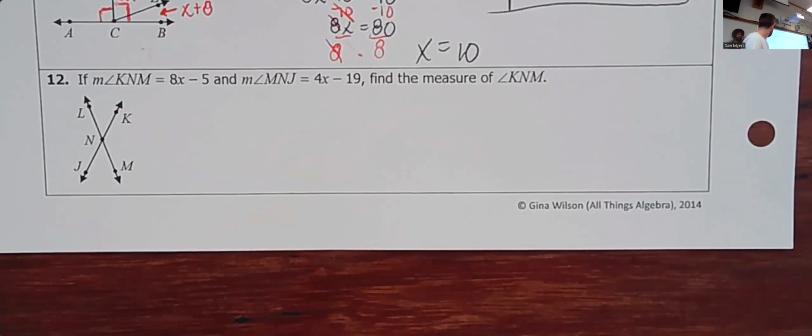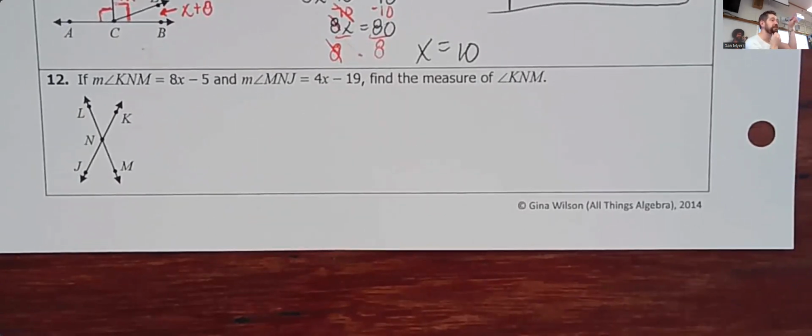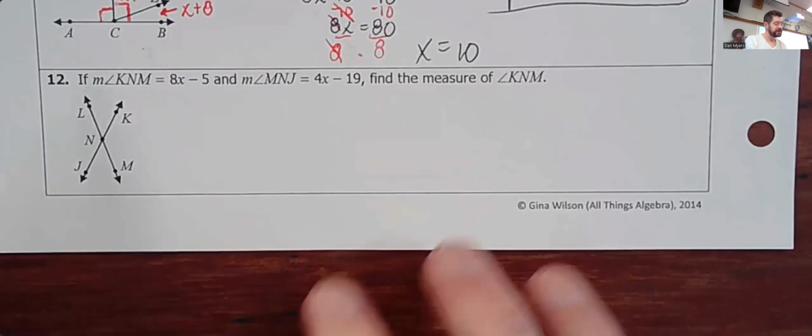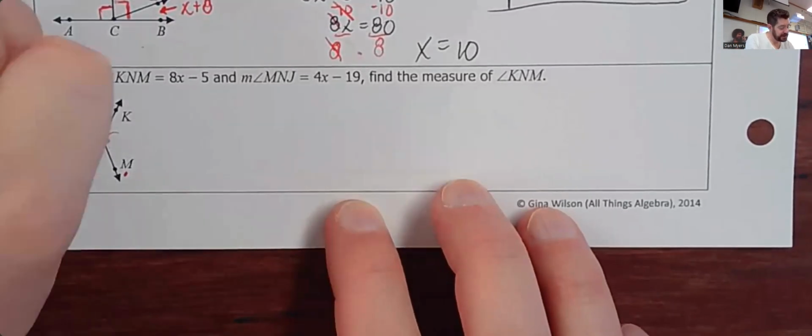So left, top, right, or bottom, which one is KNM? The left one, the top one, the right one, and the bottom one. The one on the right, yeah. So KNM is this one right here in this space. So that's 8x minus 5.